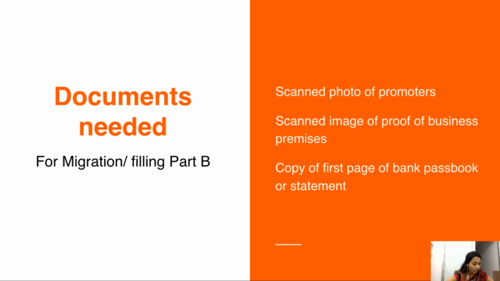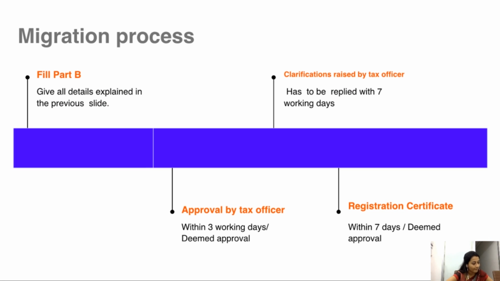The documents needed are the same: scanned photo of promoters, scanned image of proof of business premises, and copy of the first page of bank passbook or statement. So here is the migration process. First you fill the part B, give all details which I explained in the previous slide. You will wait for 3 working days for an approval by a tax officer.